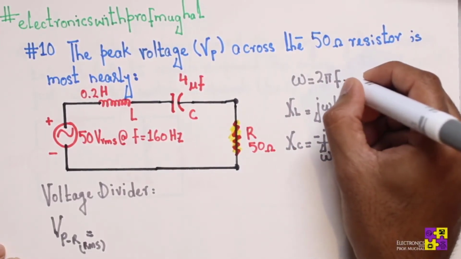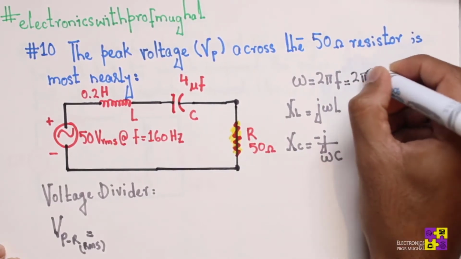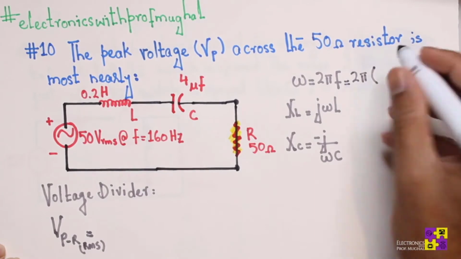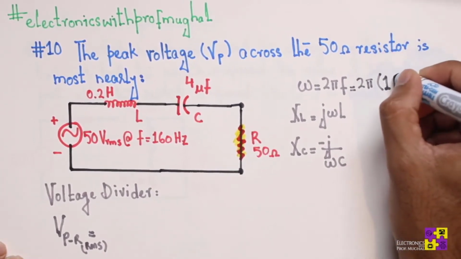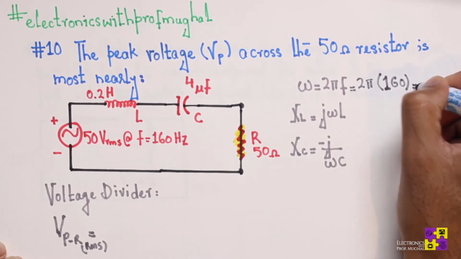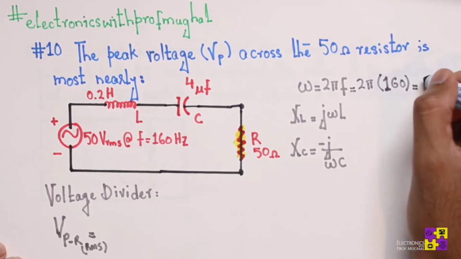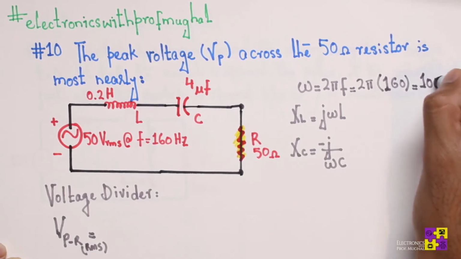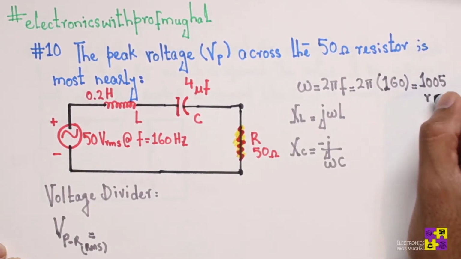Let's plug in the values. Omega we know equals 2 pi f. So 2 pi f is how much? f is 160. If I plug in the value here, 160, and do the math, 2 pi times 160, so 320 times pi, is going to give you 1005. Okay, remember this is radians per second.